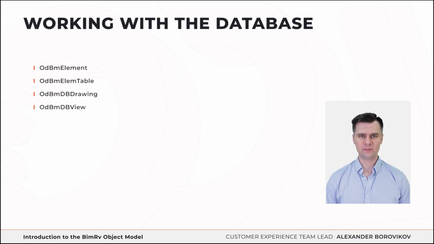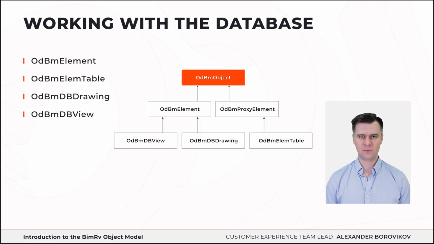Now, let us review some key classes derived from the ODBM object. ODBM element describes a basic element of the database that has an ID. The key difference between object and element is that object does not have an ID and is owned by some other element. ODBM element table. Elements are registered and stored in element tables.